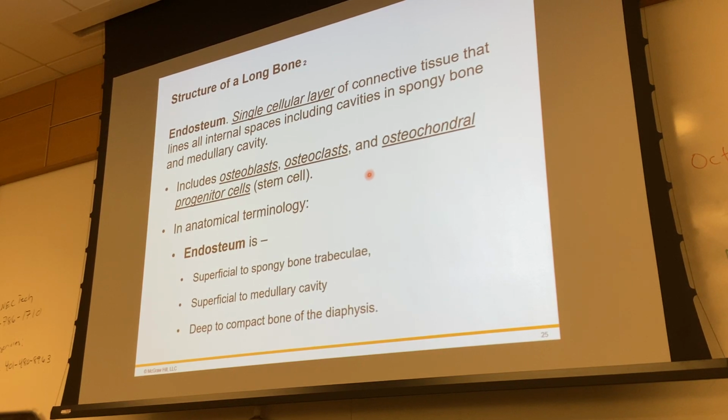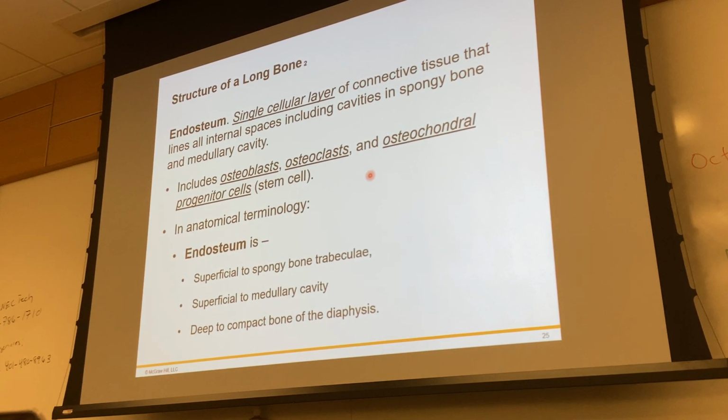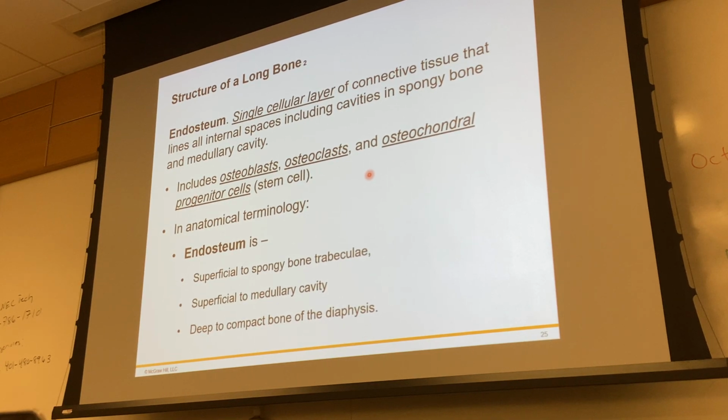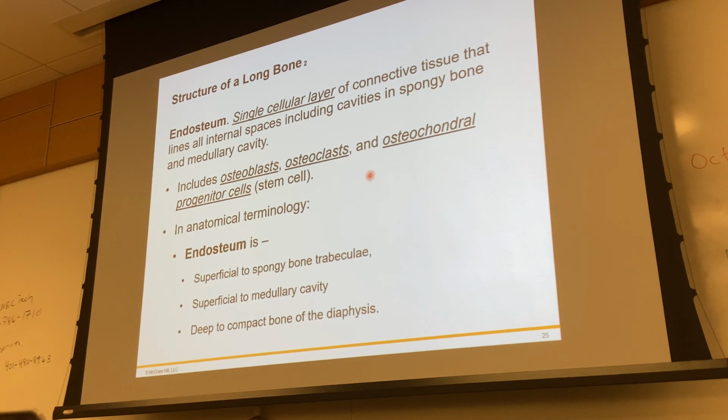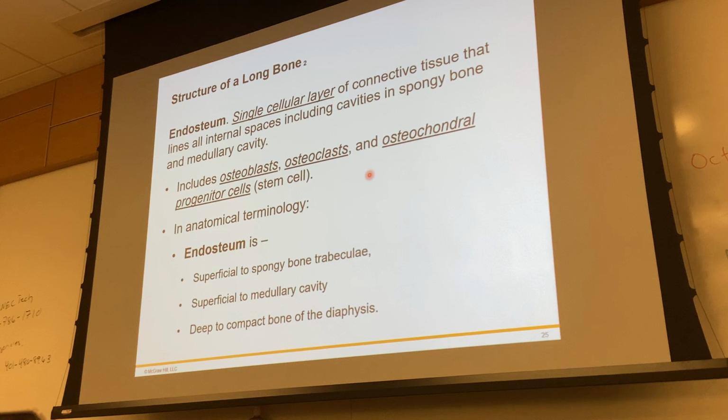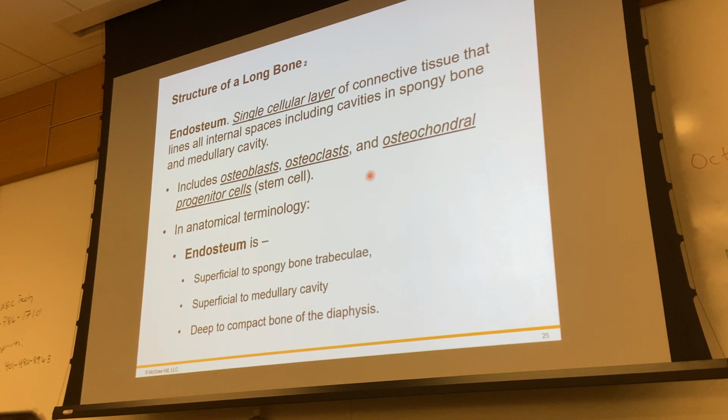The periosteum is dual layered and pretty complicated. The endosteum is pretty simple. It's narrow, a single layer of cells. That single layer will have a variety of different cells, right? There'll be osteoclasts and osteoblasts. There'll be osteochondral progenitor cells, those stem cells right here.